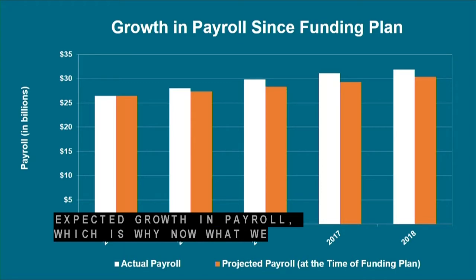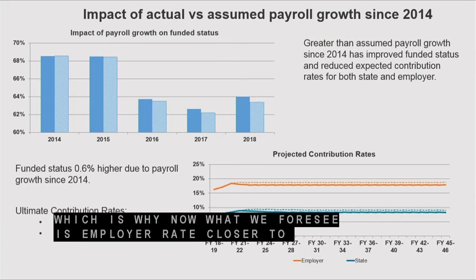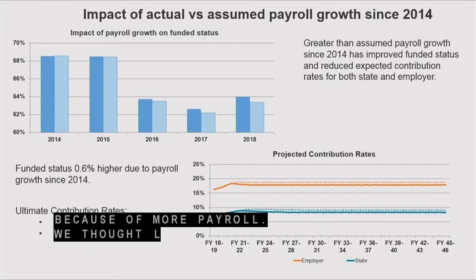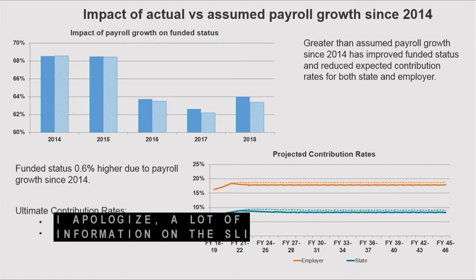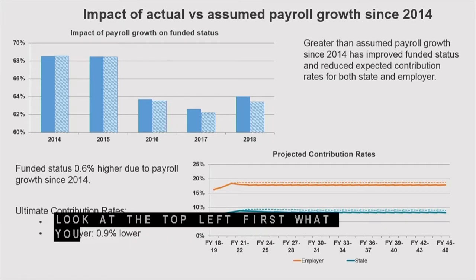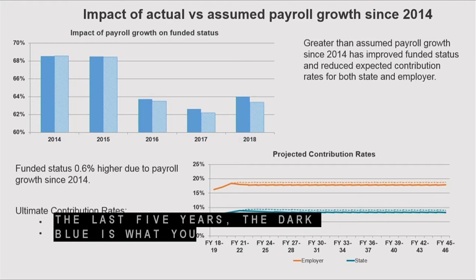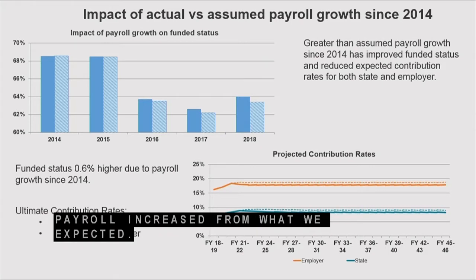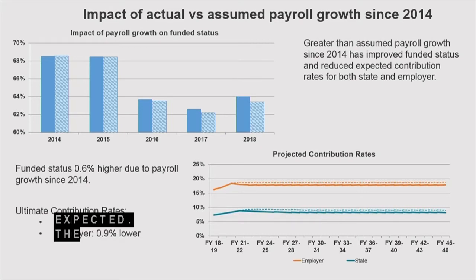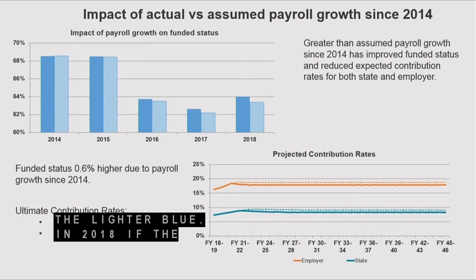So what we've done is we said, let's try to recreate the past. Again, I apologize, a lot of information on the slide, but if you just look on the top left first, what you see is the funded status for the last 5 years. The dark blue is what you actually saw. And what we did is we said, okay, what if the payroll had increased instead at what we expected? That's the dashed bar, the lighter blue. So you can see in 2018, if the payroll had been lower, as expected back when the funding plan was adopted, we actually would be closer to 63% funded than 64%.